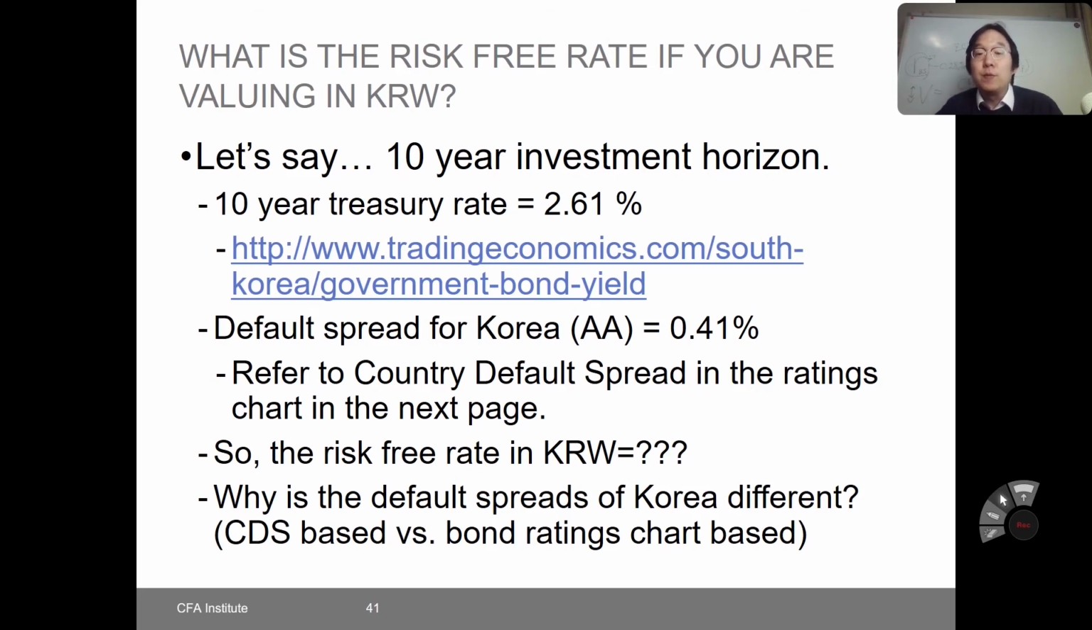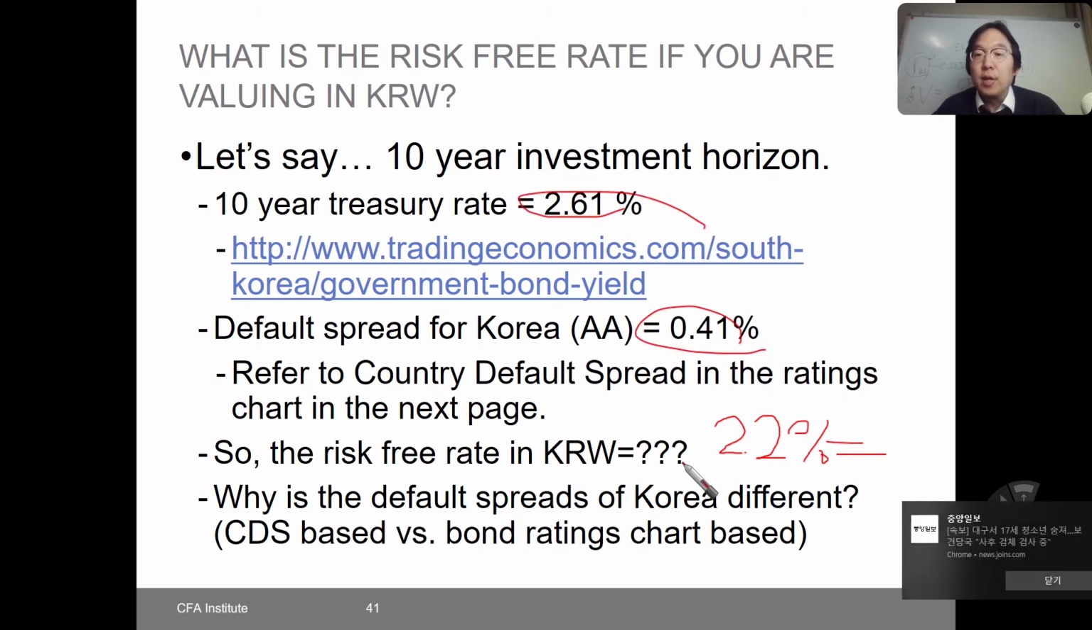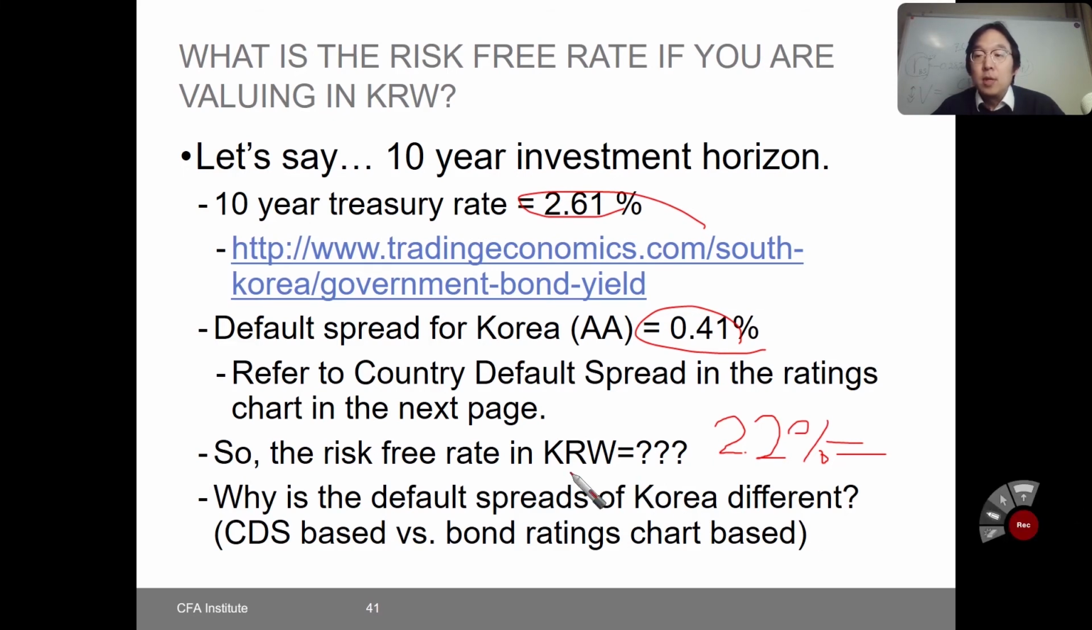I referred to this one from the country's default spread in the ratings chart on the next page. Country's default spread, which is different from the CDS that I mentioned before. The CDS is about the credit default swap, whereas country default spread is based on the bond rating, by rating agency. So the true risk-free rate of South Korea is 2.2 percentage point in this case, right? Because this guy minus that guy. So that's what's going on.